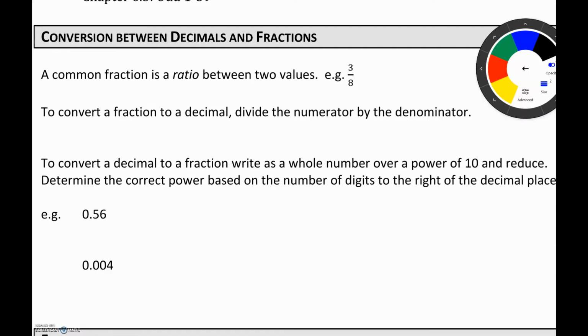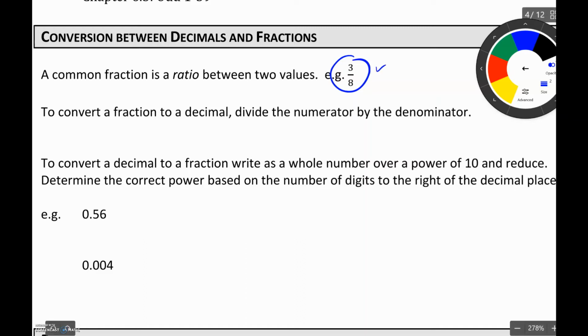So now let's do some conversions from decimals to fractions and vice versa. So here we have a fraction, a common fraction. It's really a ratio between two values. This means 3 over 8 or 3 to 8. So there could be 3 red marbles for every 8 yellow marbles, for example. So that's the common fraction, which is a ratio.